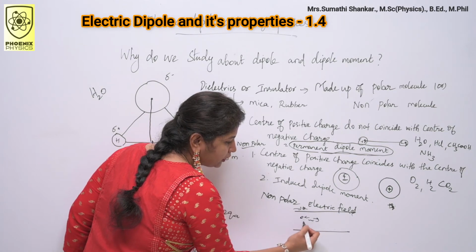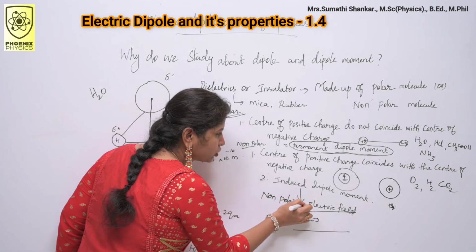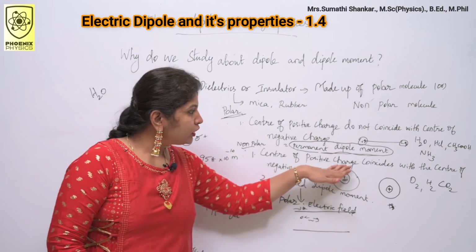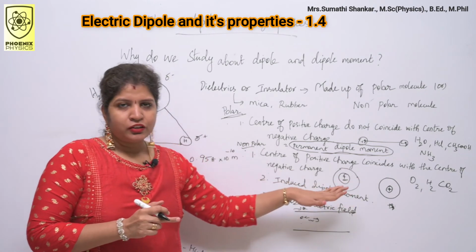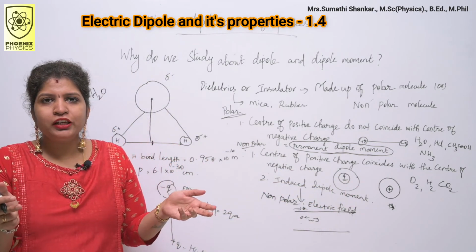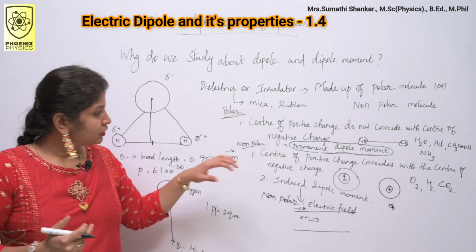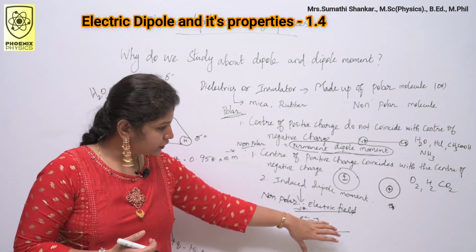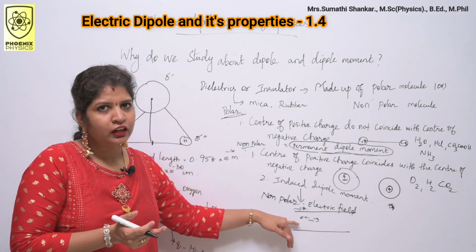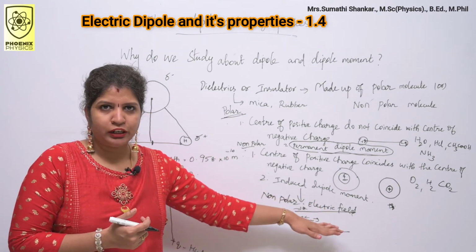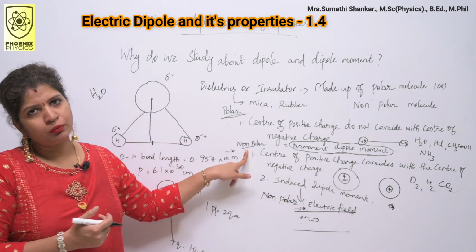So separation between them is formed. That is why we said induced dipole moment is possible in a non-polar molecule. Both the centers of positive and negative charge coincide at the same place, so there is no possibility of forming dipole or dipole moment. For that, we place that kind of non-polar molecule into an external electric field. So it will arrange along the electric field and form dipole and dipole moment. That is why we said induced dipole moment is possible in a non-polar molecule.